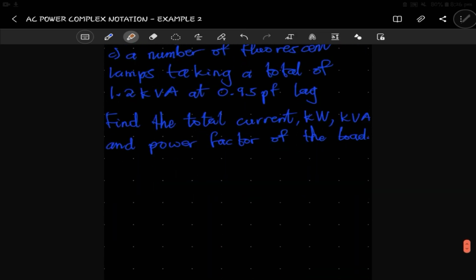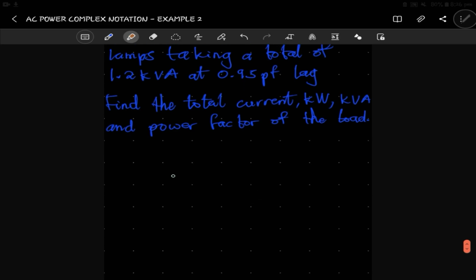To make things simple, let's see if we can simplify it. If there's a parallel voltage source, let's just use one because it's straightforward. So that's a 240 volt, and that's 50 hertz. So this is the supply, 50 hertz.